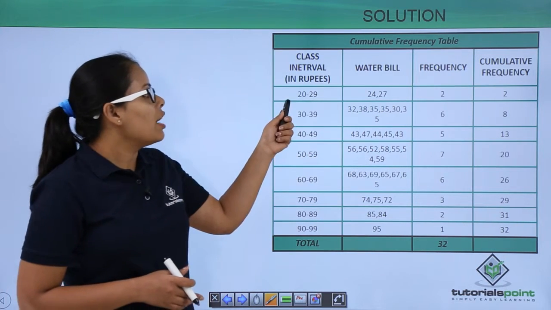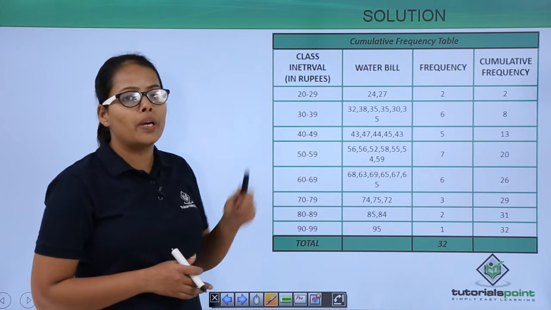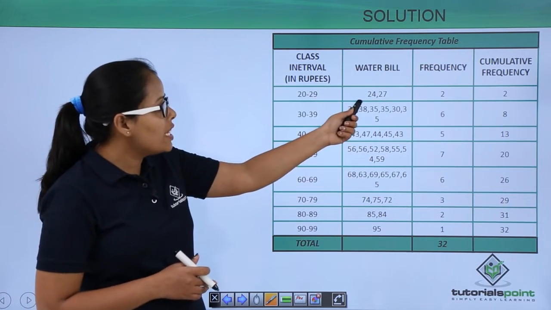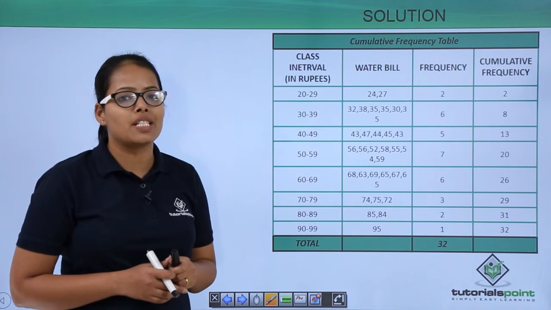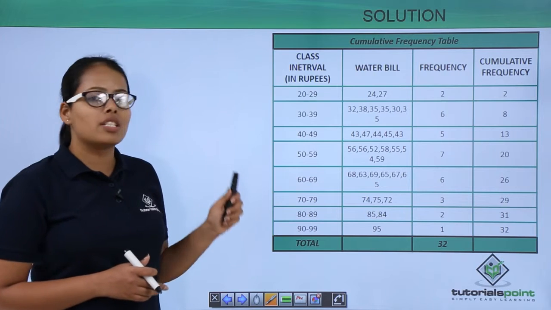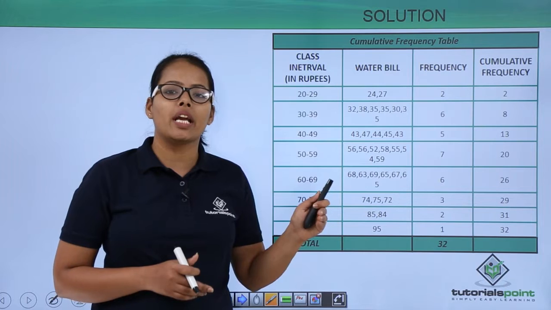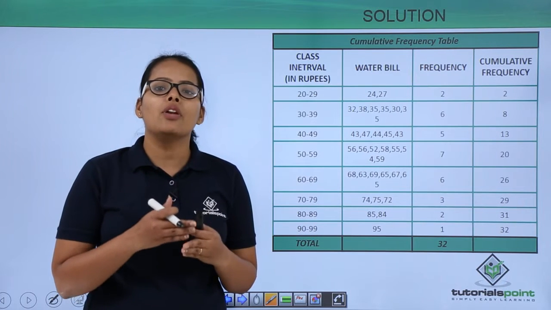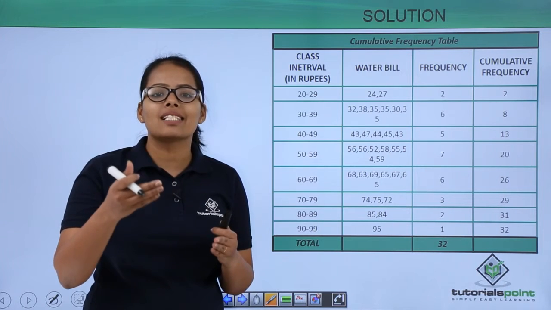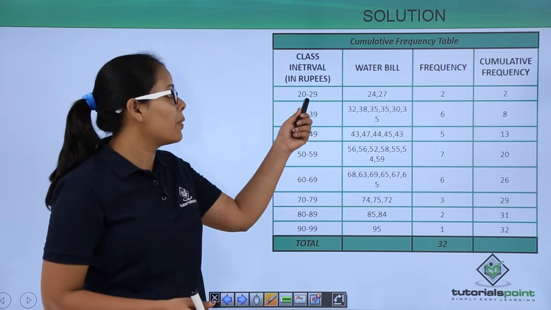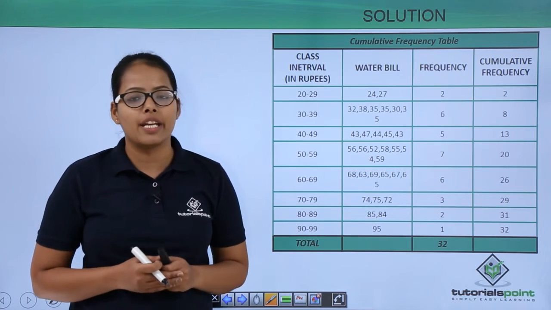Now we have taken our first interval as 20 to 29. Why? Because you can see here our observations such as 24 and 27. That's why instead of starting from 10 to 19, I have started from 20 to 29. You know that you need to start your interval from 70 to 79, and that will give you the class size of 9. That's why when you subtract 29 minus 20, this will give you the class size of 9 as well.